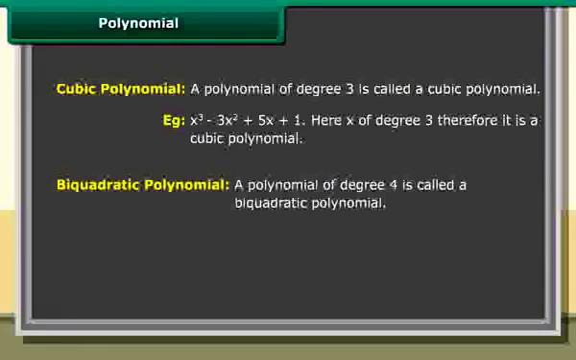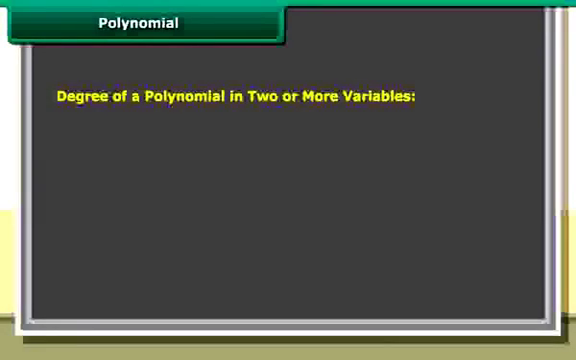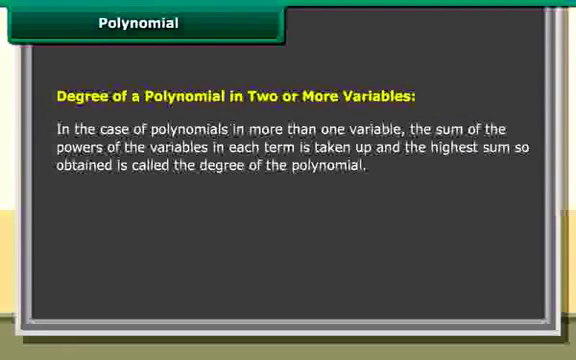Biquadratic polynomial. A polynomial of degree 4 is called a biquadratic polynomial. Example, 2 minus 5x plus x square minus 8x raised to the power 4. Here x is of degree 4, so it is a biquadratic polynomial. Degree of a polynomial in two or more variables. In the case of polynomials in more than one variable, the sum of the powers of the variables in each term is taken, and the highest sum so obtained is called the degree of the polynomial.